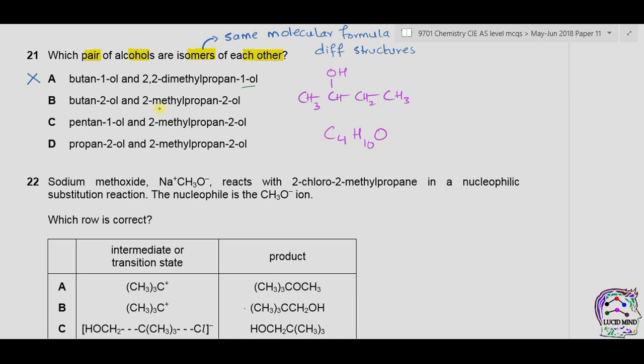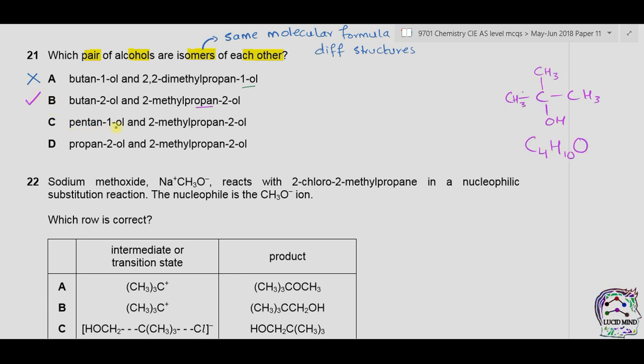C4H10O. Second is 2-methylpropan-2-ol. As we have propane, there are 3 carbon atoms in the long chain. On the second carbon we have a methyl group and also the OH group. Rest are the hydrogen atoms. The molecular formula is C4H10O. As we can see, the structure is different and the molecular formula is the same, so therefore B could be correct.